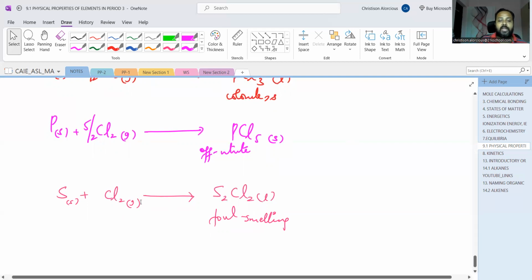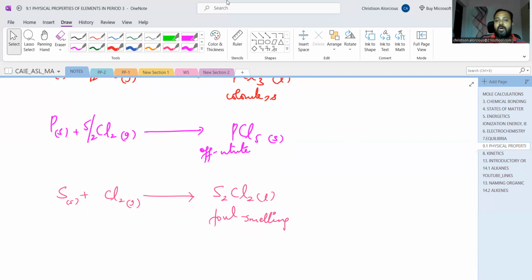And that brings us to the end of this very short video on these reactions. So please make sure that you practice these equations because you will be asked for the observations and the equations.